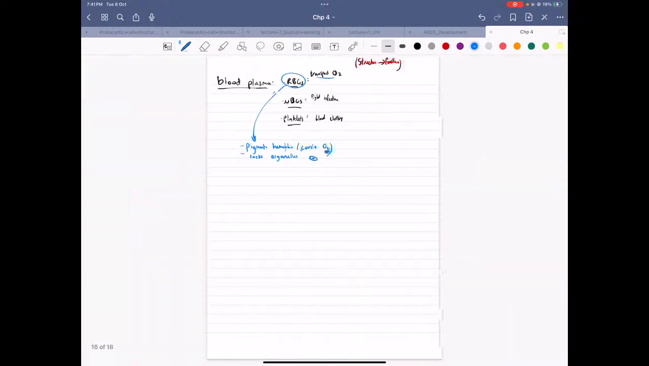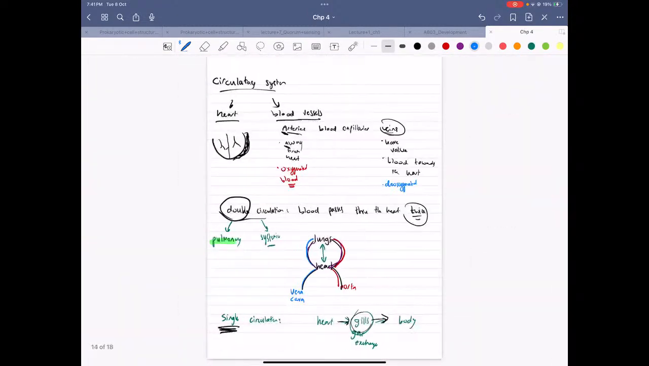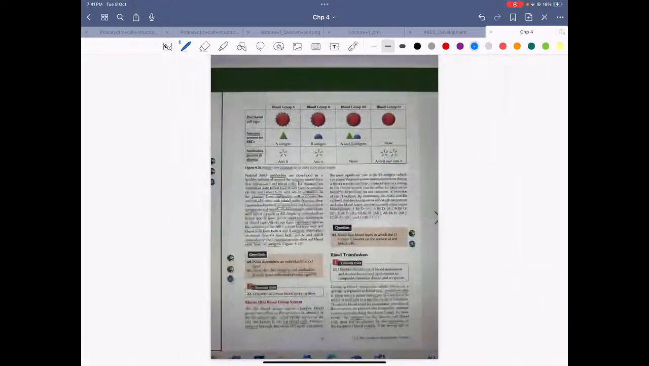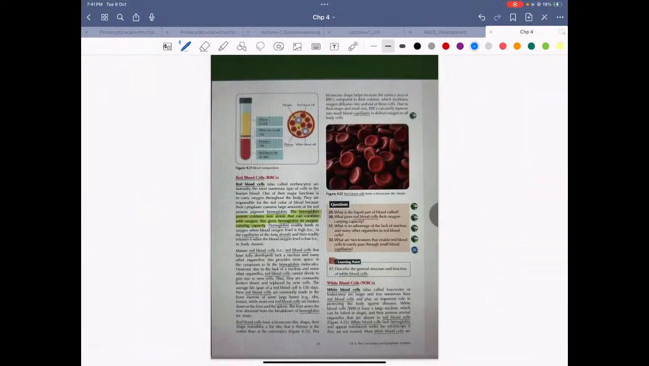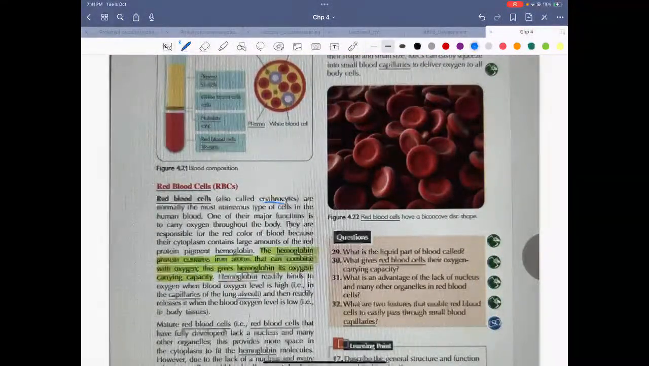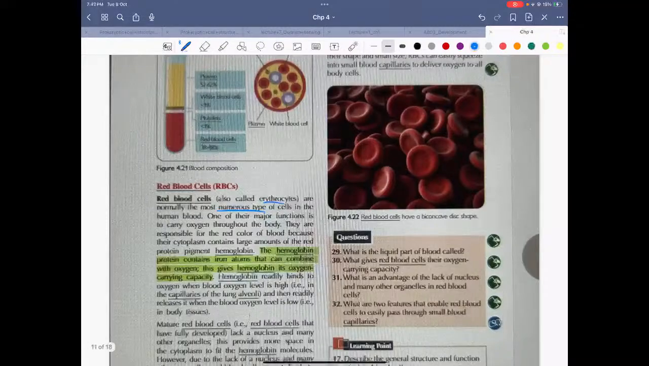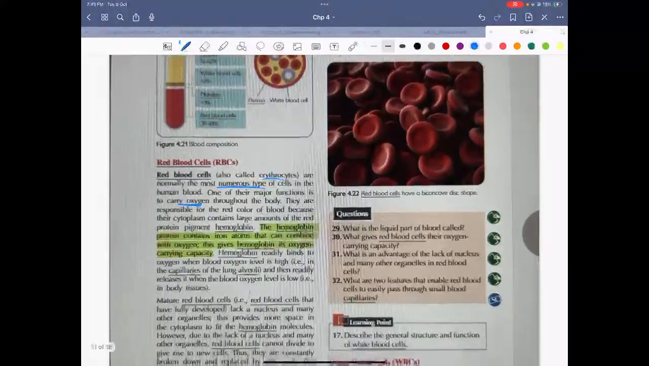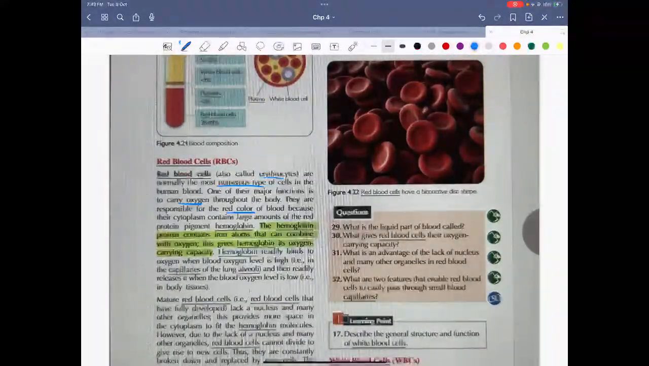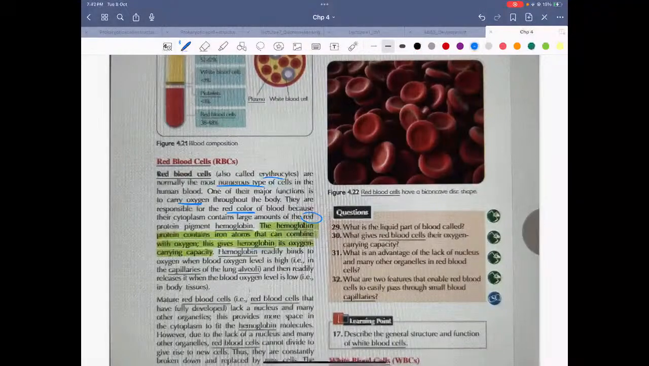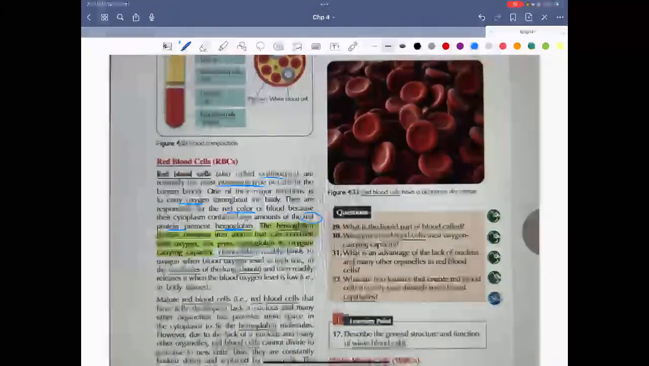So where are red blood cells? Red blood cells are also called erythrocytes. They're the most numerous, and their major function, as we said, is to carry oxygen. They're also responsible for the red color. Why? Because they have a red protein pigment called hemoglobin.